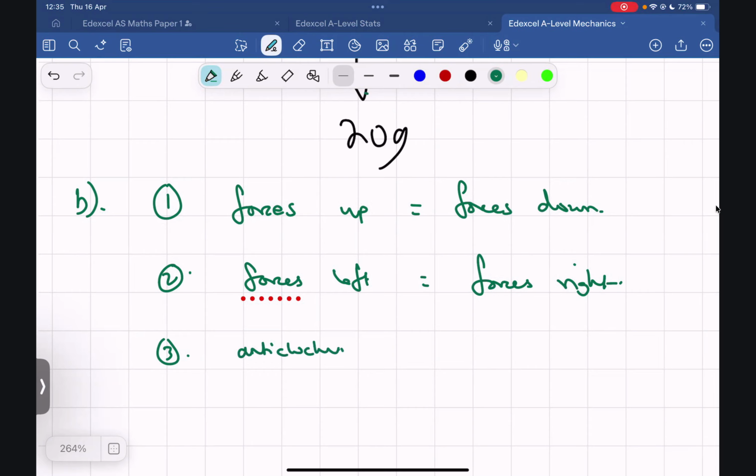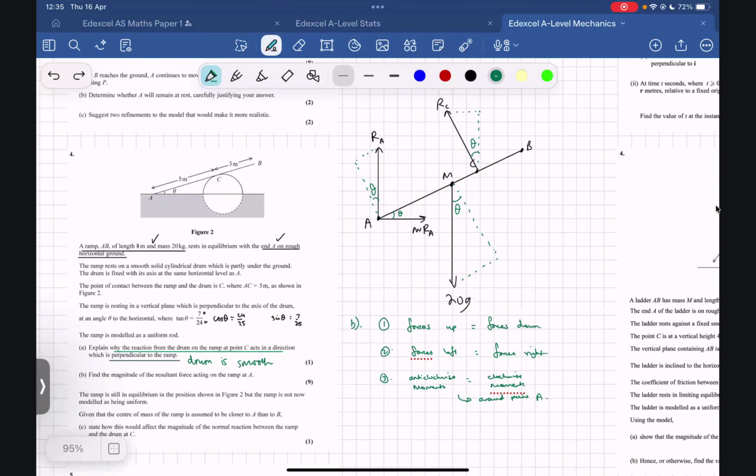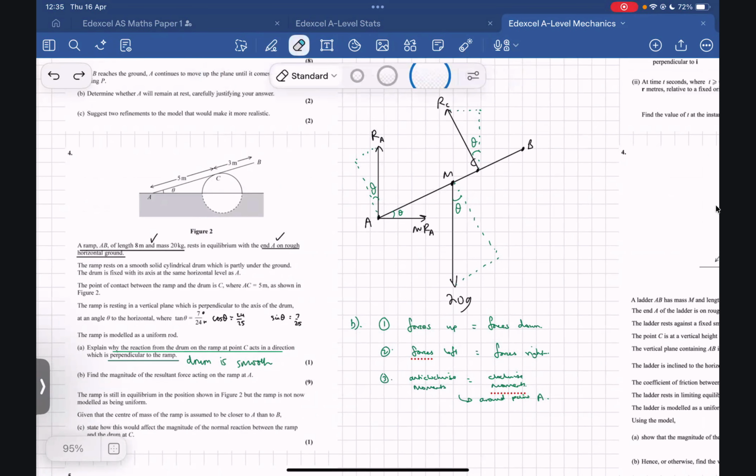anti-clockwise equals the clockwise moments. I'm going to show you how to do each of these things. And this will usually be around point A. Now, this will be harder. This will be easy. This will be quite hard. But we're going to go through them one by one and we'll do more practice.